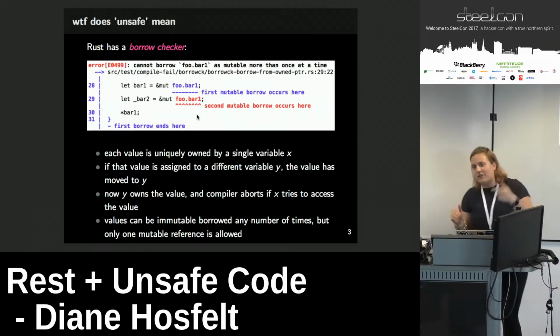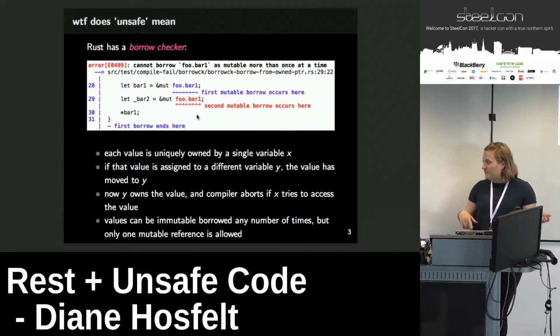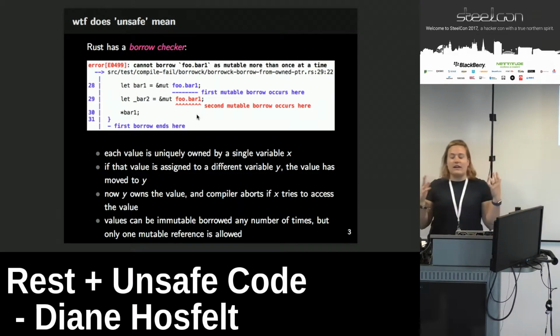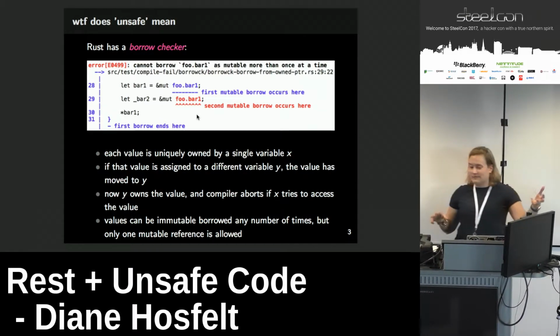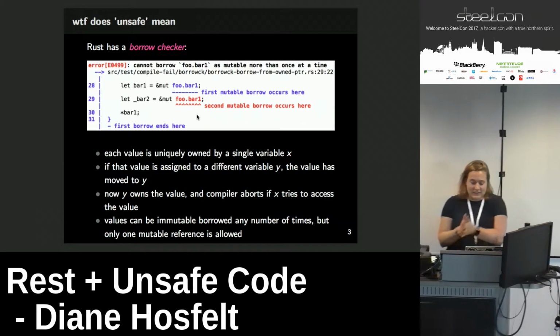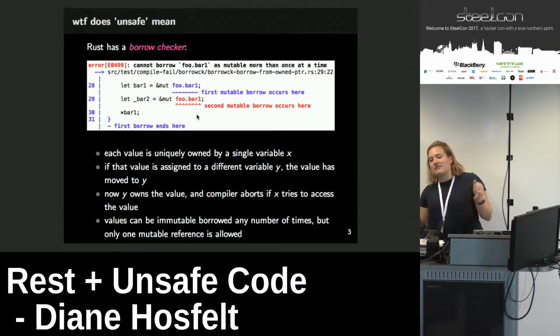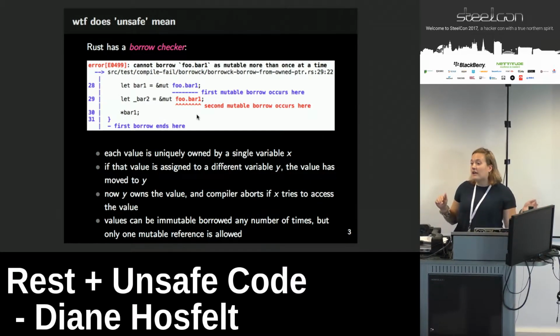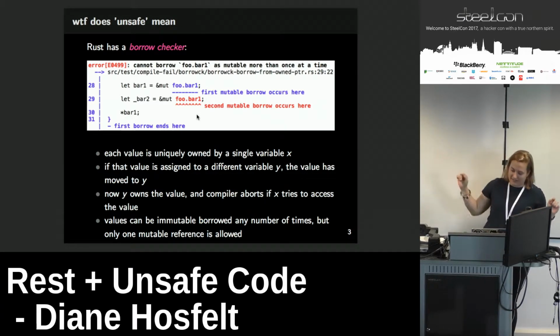So if you have a value and you assign it to a variable x, x owns the value. Now you assign the same value to y. Now y owns it. It's moved from x to y. If x tries to access the variable that is now owned by y, the compiler will throw a beautiful error. That looks a lot like this.